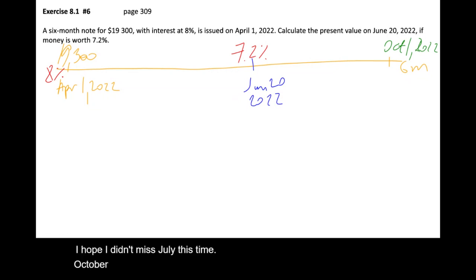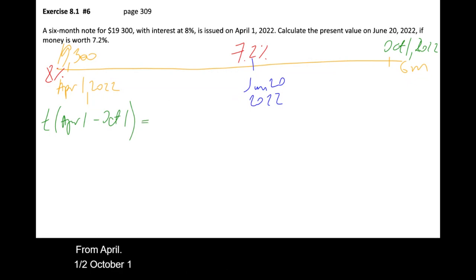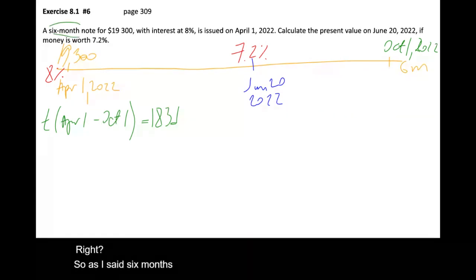October 1. Okay, so now let's find T from April 1 to October 1. So please, minus 91. I found 183 days. Right? So as I said, 6 months, remember? So what we have? Around 180. So we're okay.